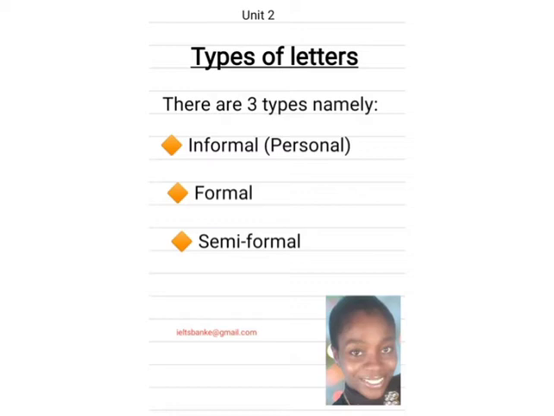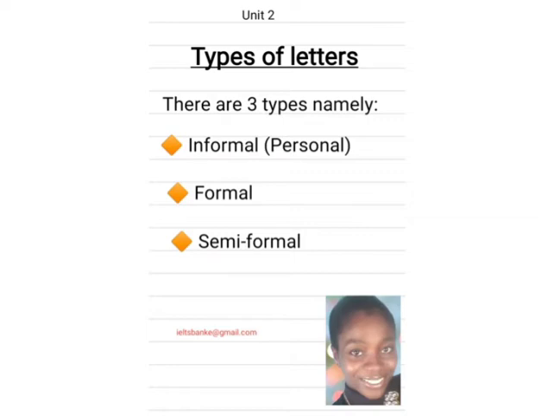In the last unit, we talked about band descriptors and how these 4 factors contribute to your final band score. For you to achieve your desired band score, you need to understand how to create the right letter. And how do you do this?